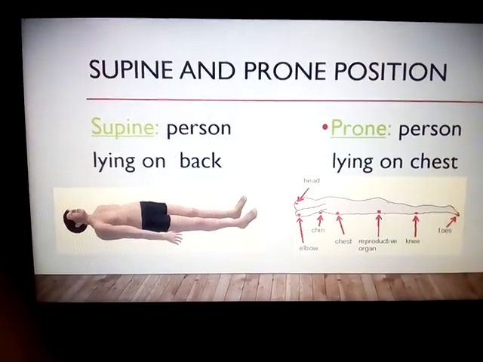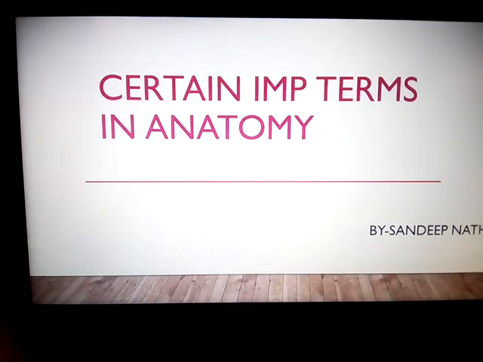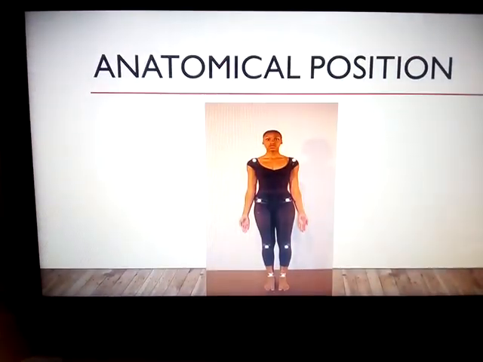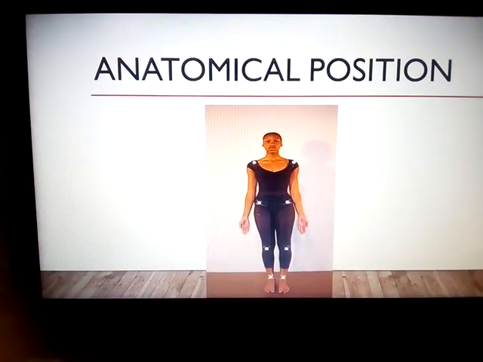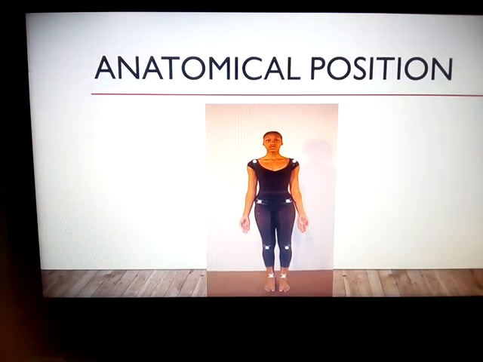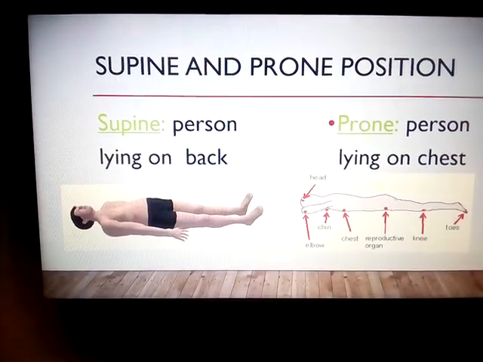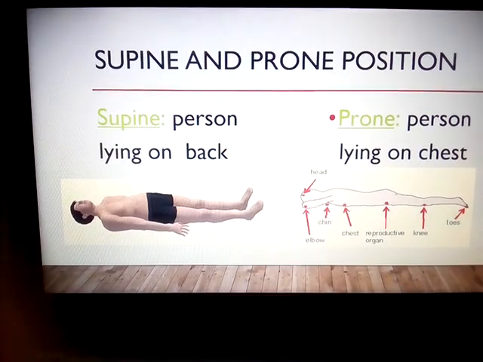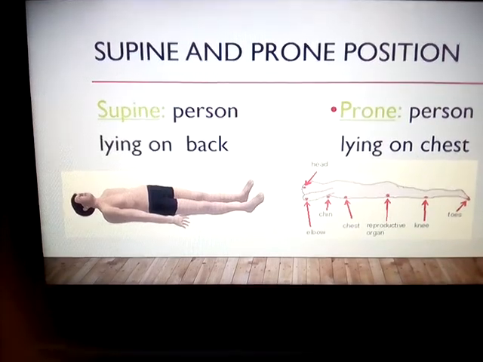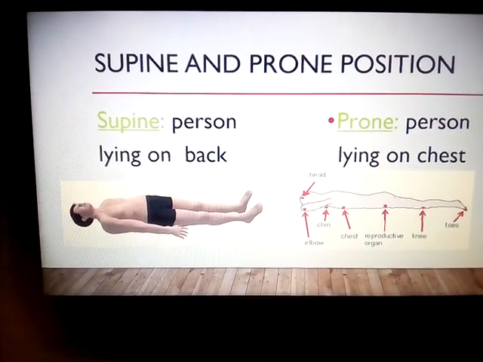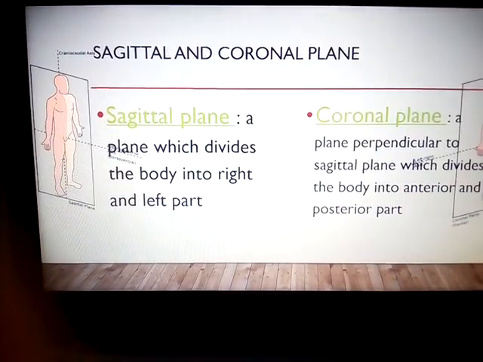Let me give you a quick revision. First of all, I've said what the anatomical position is. Anatomical position is nothing, you have to just stand erect and the palm should face forward. That's it. Then supine and prone. Since spine is at the back, the supine position is lying on the back, and the opposite one is the prone position. Then sagittal and coronal plane.